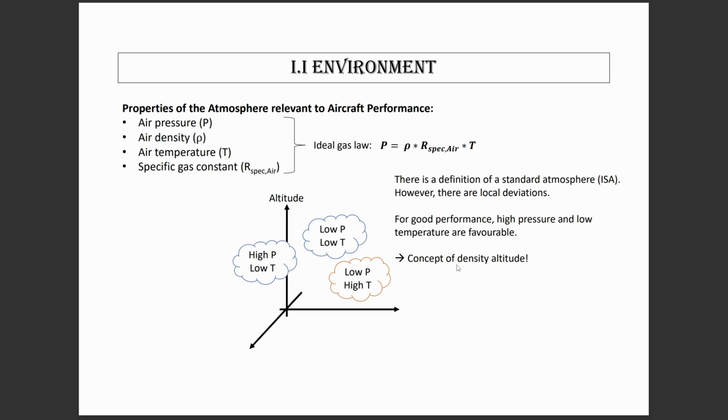Now, of course, there are variations in that environment, and what's also interesting is that air pressure, air density, and air temperature are related to one another via the ideal gas law. So the ideal gas law presents the relationship between pressure, air density, and temperature. And as you can see, it's a rather linear equation, and there's a coefficient here, which is the so-called specific gas constant.